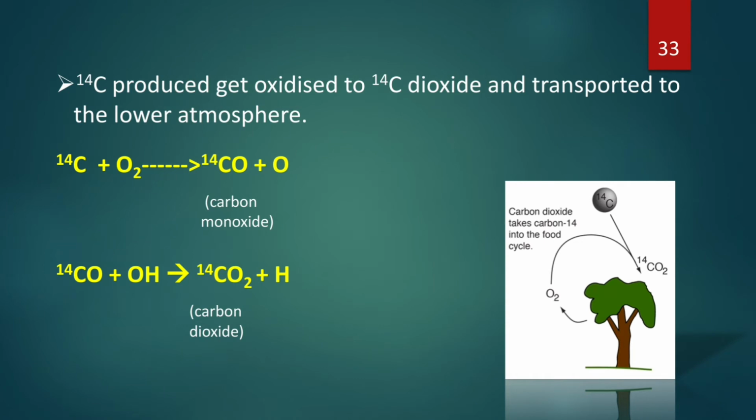The produced carbon 14 then combines with oxygen and forms carbon monoxide, and on further oxidation it forms carbon dioxide. Here the reaction is shown. Carbon 14 plus O2 gives CO, carbon monoxide, and carbon monoxide reacting with hydroxide, or OH, forms carbon dioxide with the release of hydrogen.